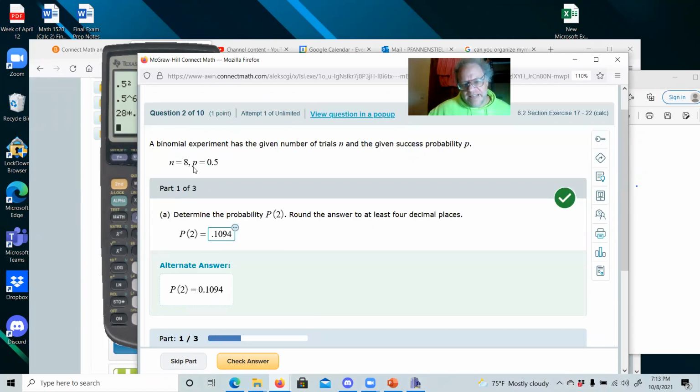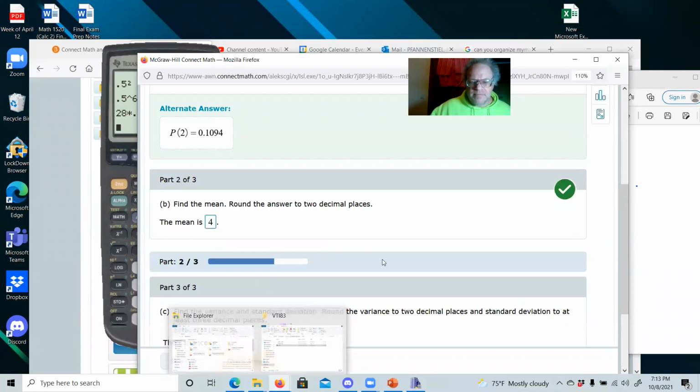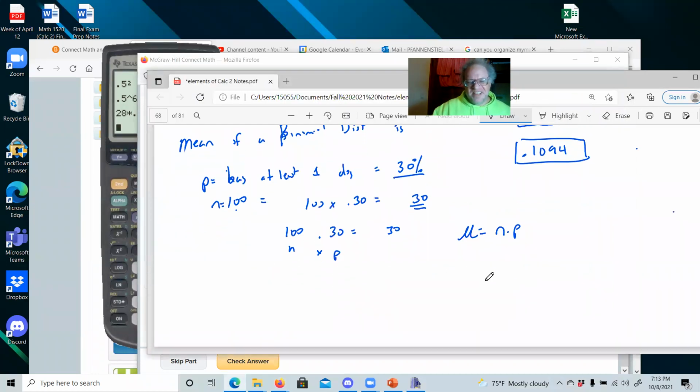So we have n is 8, p is 0.5, so 8 times half, right? That's 4. All right. Find the variance and the standard deviation. See, I knew it. So standard deviation is the square root of n times p times 1 minus p. Don't memorize this formula. I will let the homework ask you, because it will often.